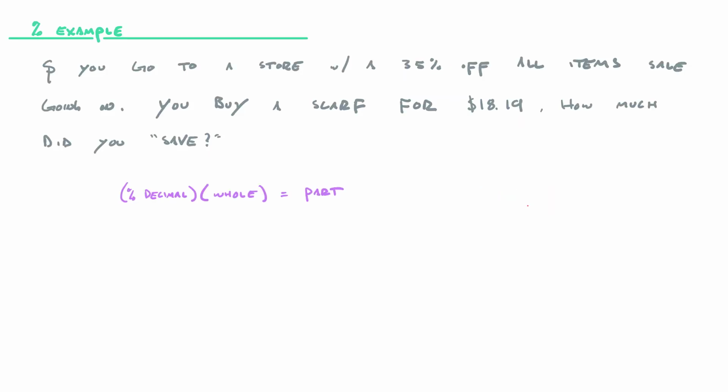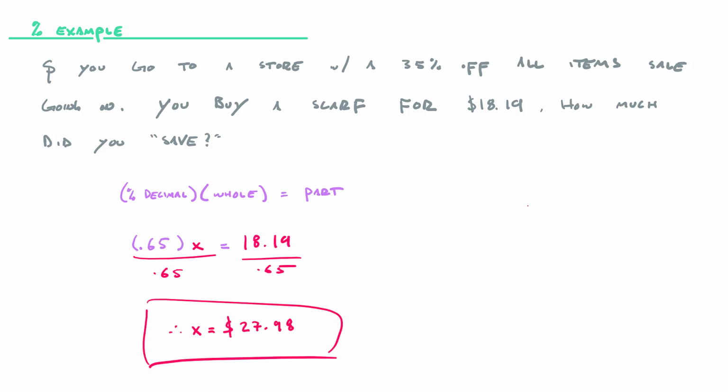Okay, so, again, percent equation is percent decimal times whole is equal to part. So 0.65 instead of 0.35, and I'm using x to be the whole because we don't know what the whole is, right? We don't know how much it was originally. 0.65x is equal to 18.19. And then we divide both sides by 0.65, which gives us $27.98. That was the whole, right? That's how much the scarf was originally.